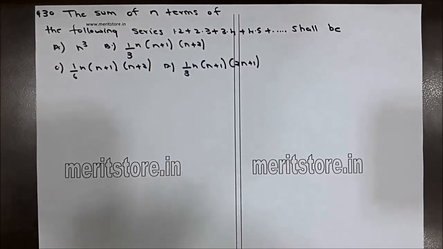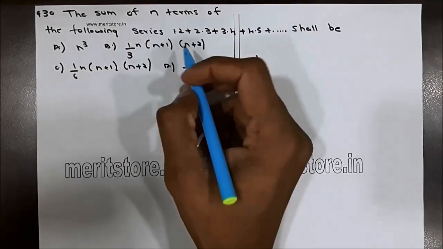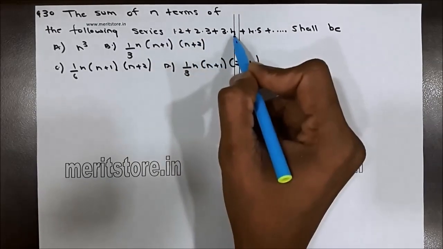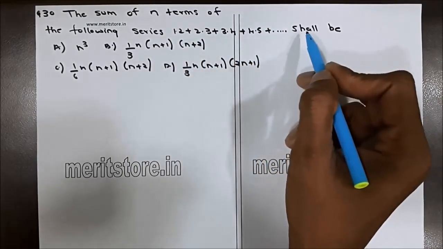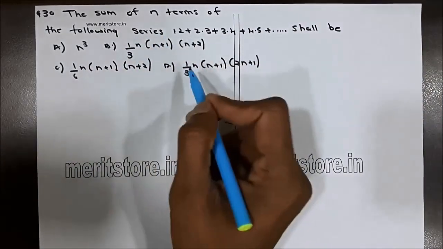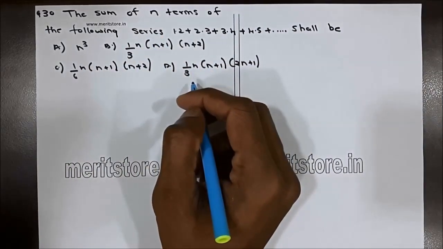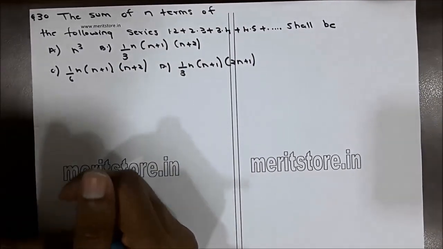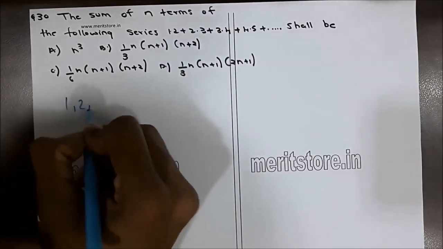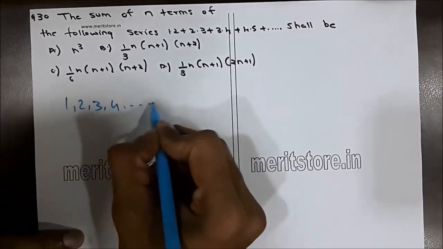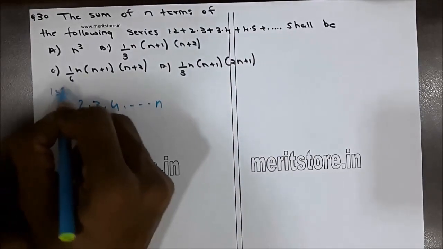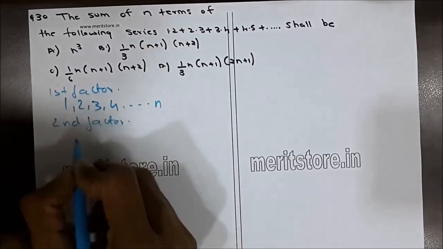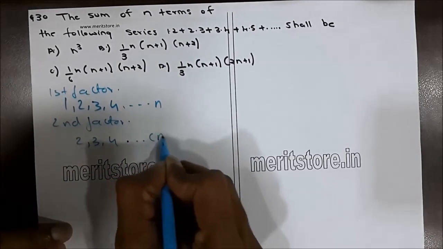Question 30. The sum of n terms of the following series 1 into 2, that is 1.2 plus 2.3 plus 3.4 plus 4.5 plus, shall be. We have 4 options. The first factors of terms of the given series can be written as 1, 2, 3, 4 up to n. And the second factors can be written as 2, 3, 4 up to n plus 1.